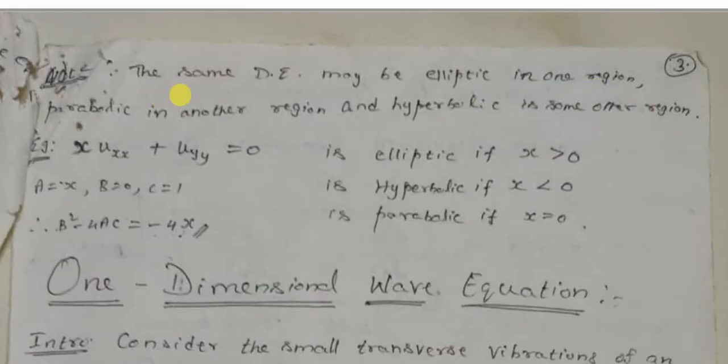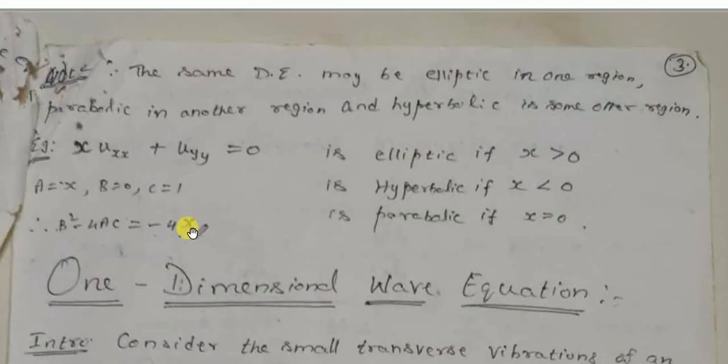Note that the same differential equation may be elliptic in one region, parabolic in another region, hyperbolic in some other region. For example, x u_xx plus u_yy equal to 0. So a is x, b is 0, c is 1. So b square minus 4ac is equal to minus 4x. So the given equation is elliptic if x is greater than 0. If x is greater than 0, this condition will be less than 0, and less than 0 means we will conclude the equation is elliptic.